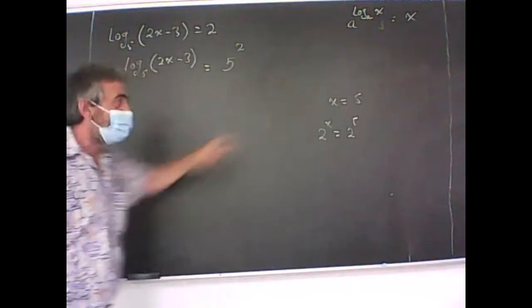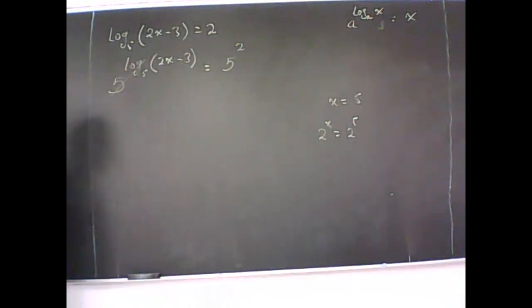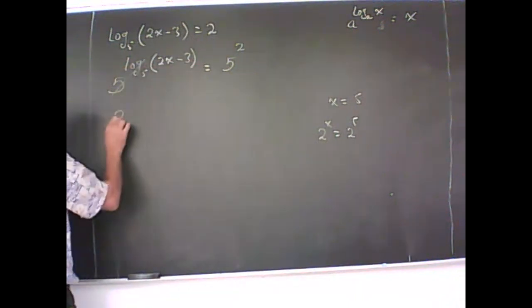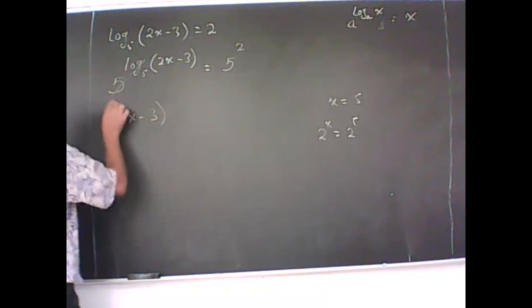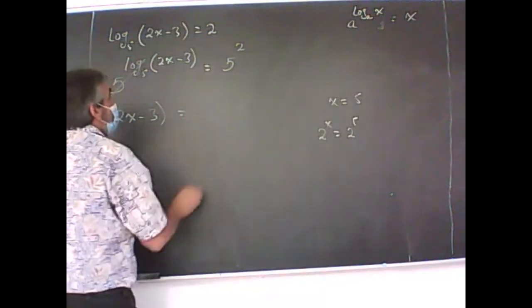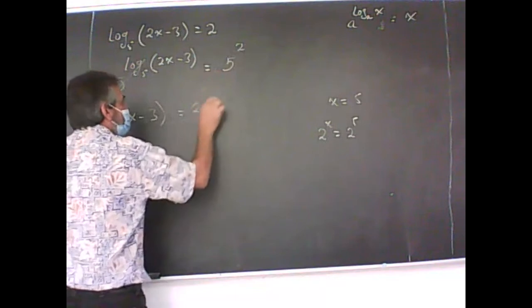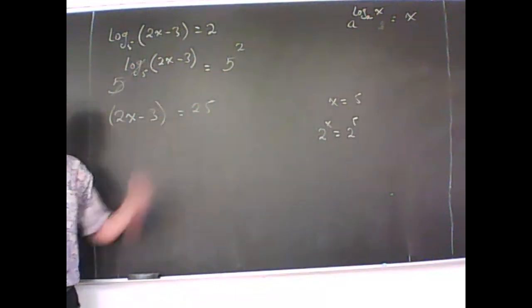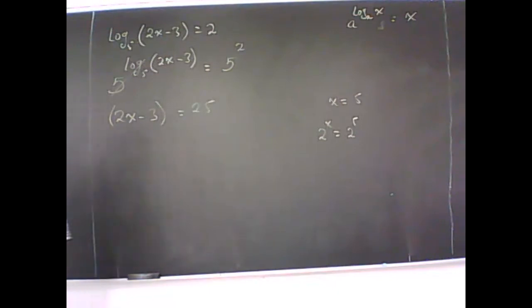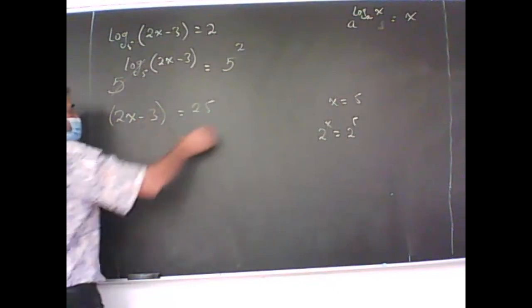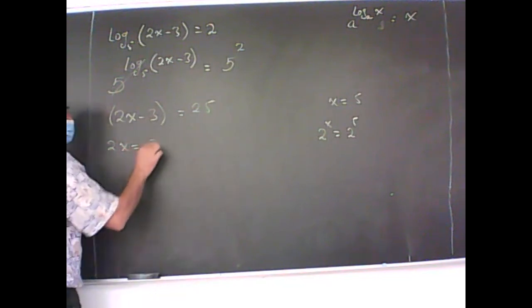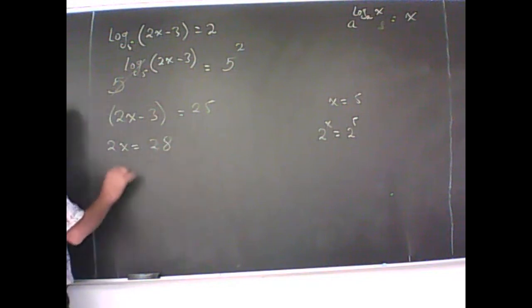What happened when I use that property? These two cancel. So what is left? Whatever is inside the log, so 2x minus 3 equals 5 squared, which is 25. Now it is simply a linear equation. To solve a linear equation, you move the constant to the other side. So 2x equals 28, and x has to be 14.